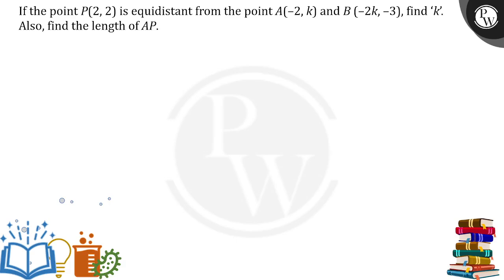Hello everyone. If the point P (2, 2) is equidistant from the points A (-2, k) and B (-2k, -3), then find k. Also find the length of AP.